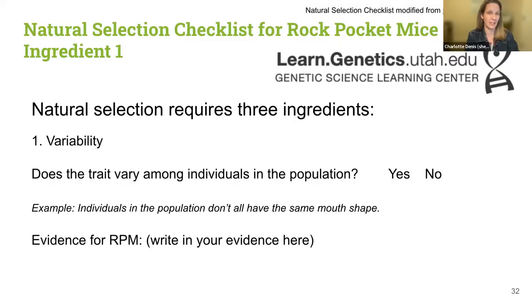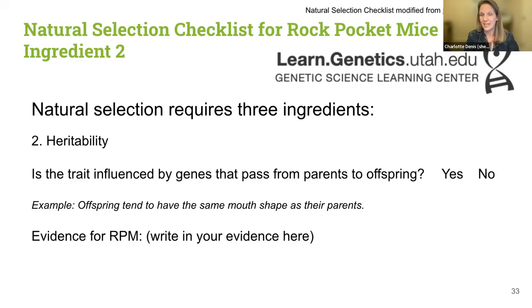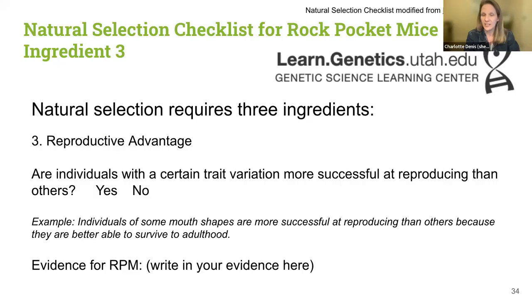The first one is variability. Is the trait variable in the population? Second ingredient is heritability. Is the trait that we're looking at influenced by genes that are passed from parents to offspring? And then the last one is, is there a reproductive advantage? And if they answer yes to all of those 3 things, then the conclusion is that the example is in fact an example of natural selection.